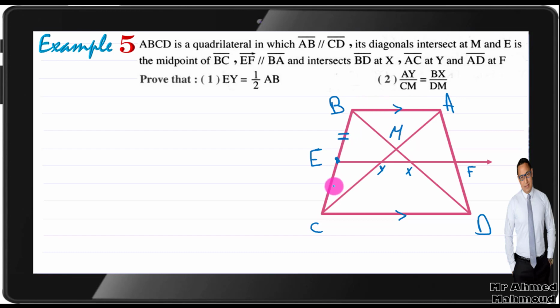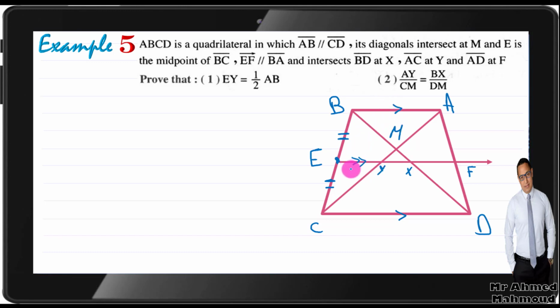Prove that number one, EY equals half AB. Don't forget that E is a midpoint of BC. It's very easy to prove that EY equals half AB by looking at triangle ABC. Again, ABC, since E is a midpoint and EY parallel to AB, so Y is a midpoint, and the line segment connecting two midpoints equals half the base, so EY equals half AB.